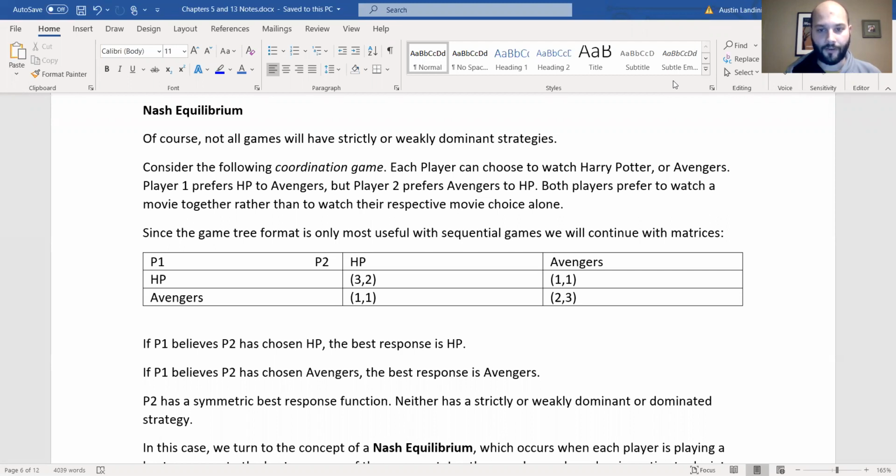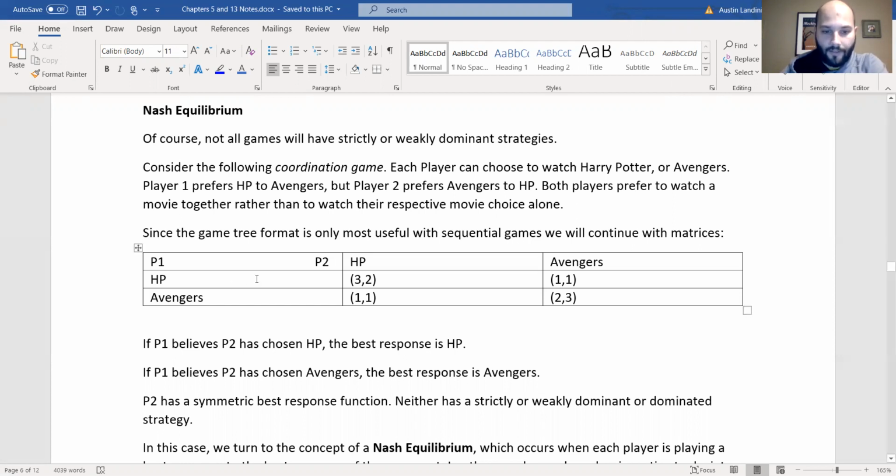So you've got two players and each player can choose to watch Harry Potter or Avengers. Player 1 slightly prefers Harry Potter to Avengers. Player 2 prefers Avengers to Harry Potter. And both players prefer to watch a movie together rather than to watch a movie alone.